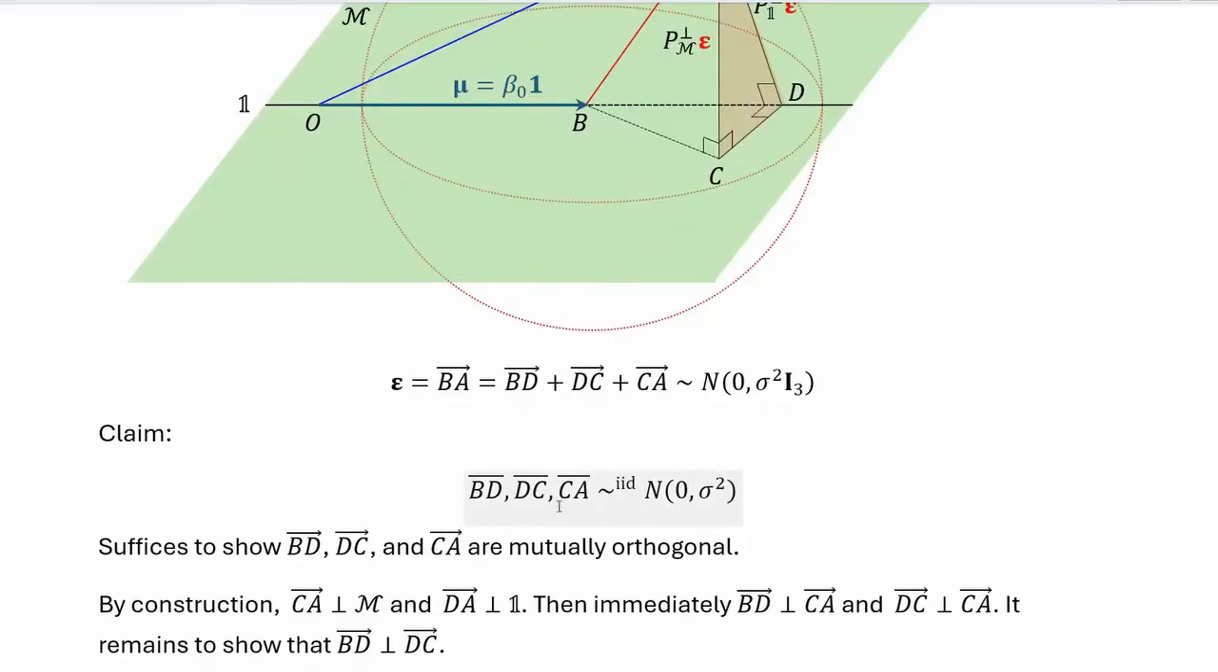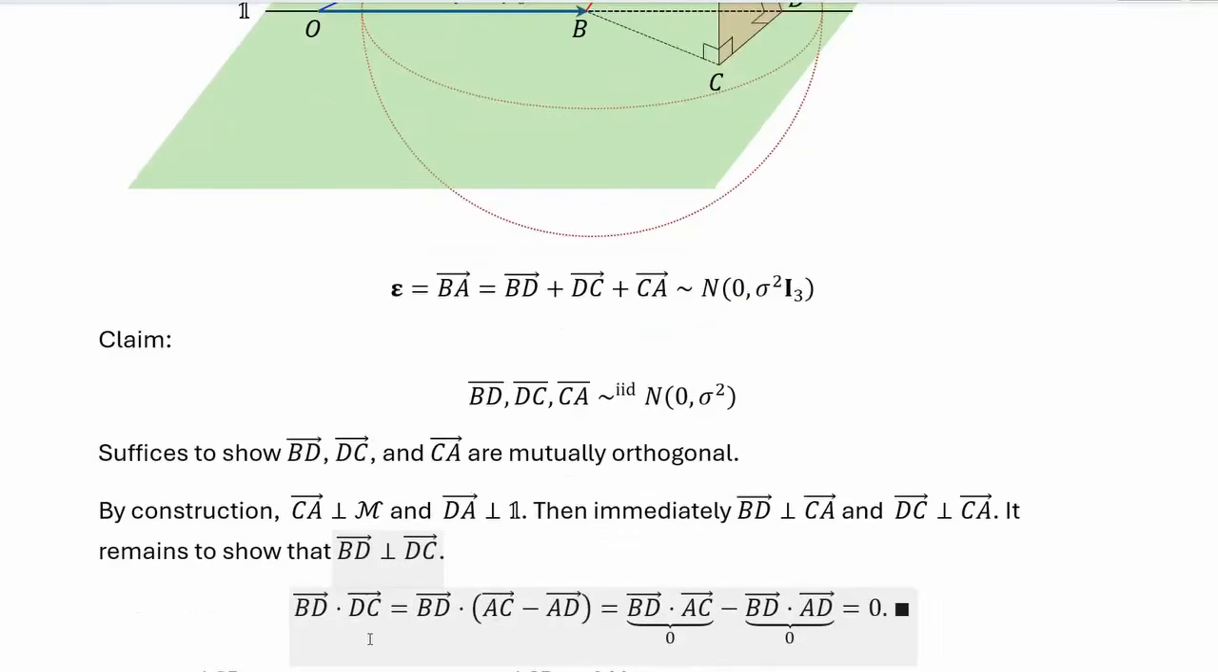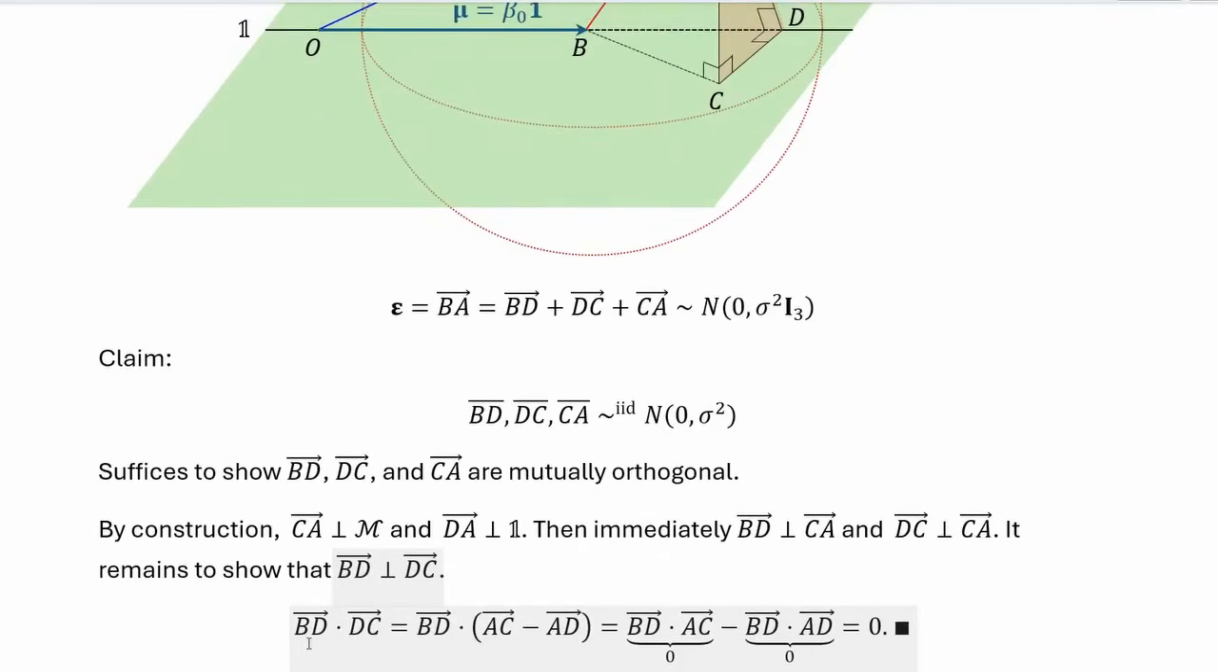Claim that the three vector components are IID normal 0, sigma squared. It suffices to show that the three vectors are mutually orthogonal. By our construction, CA is perpendicular to M. DA is perpendicular to 1. So immediately, BD is perpendicular to CA. DC is perpendicular to CA. So it remains to show that BD and DC are perpendicular. And to do that, we use a dot product. BD dot DC equals BD dot AC minus AD.